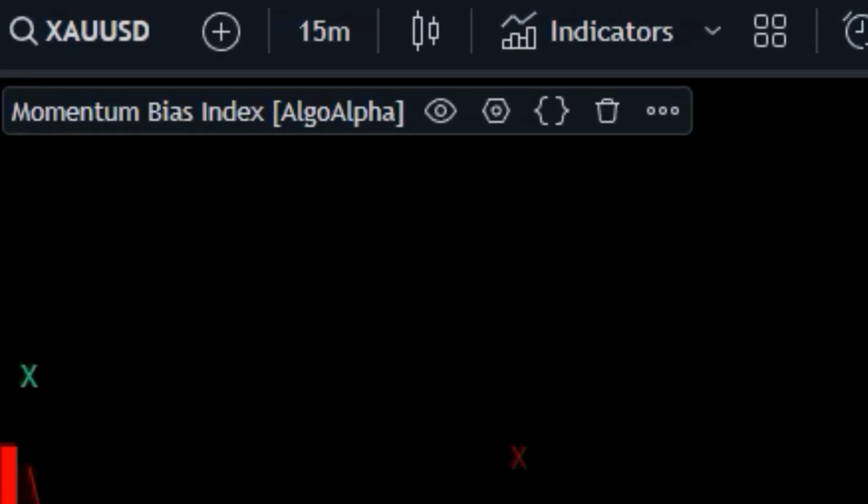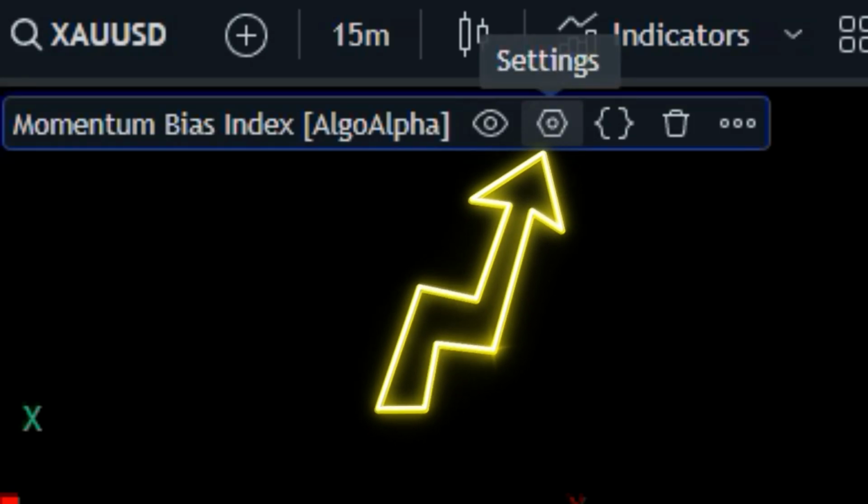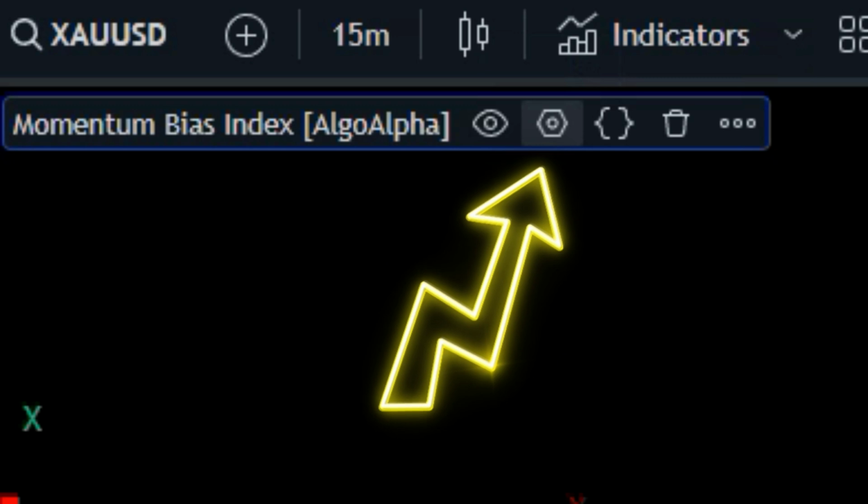Click on the gear icon next to the indicator name on your chart. This will open up a world of customization options to make the indicator work best for you.